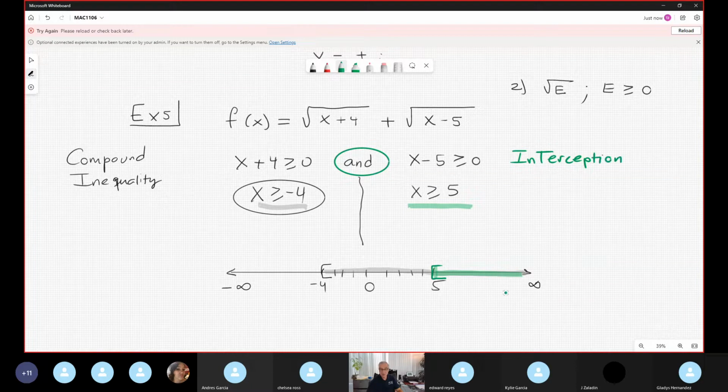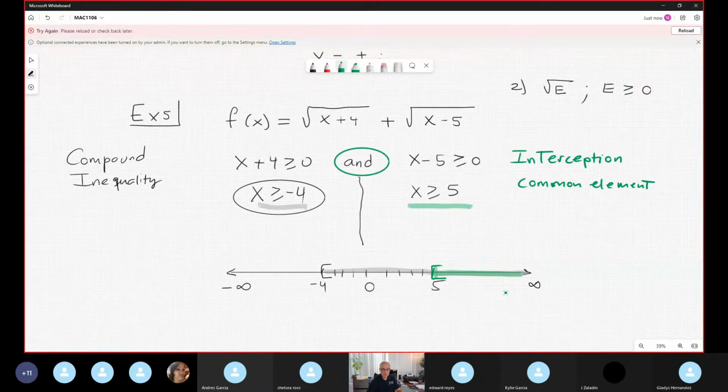Intersection means common element. So my question now is, what is the interval in which both inequalities share a common part? What is the common part between the gray part and the green part? The 5. The 5, very well. The 5, the green part.